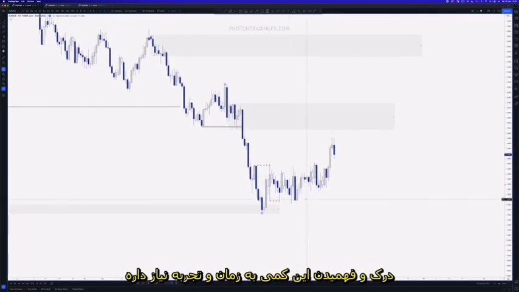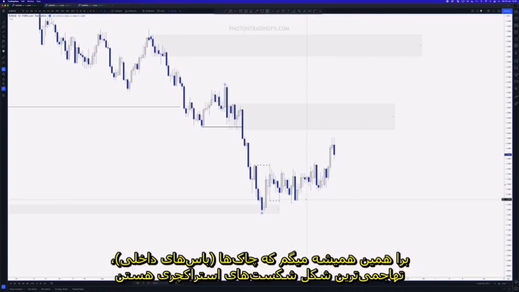So this is another thing that takes a little bit of time and experience to get, but this is why I always say chocks, changes of character, internal breaks of structure, they are the most aggressive form of structure break, okay?